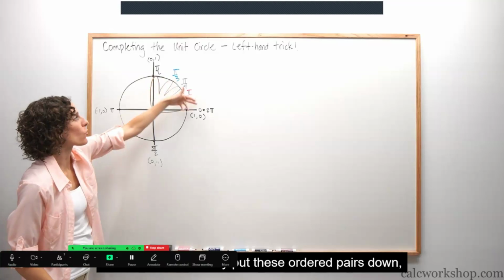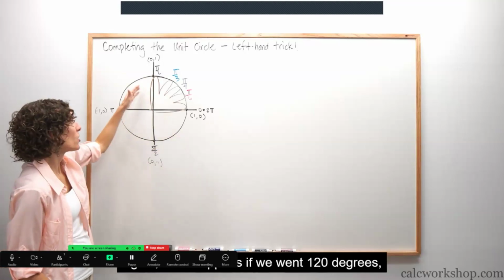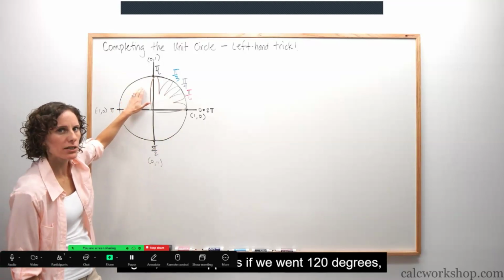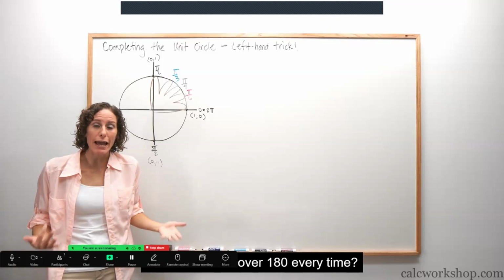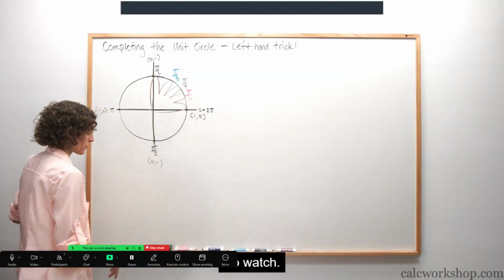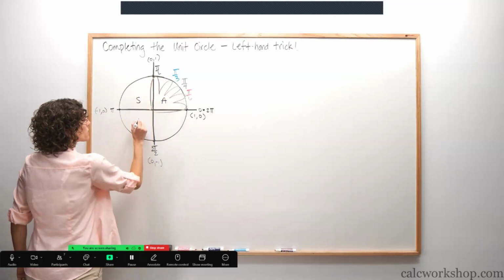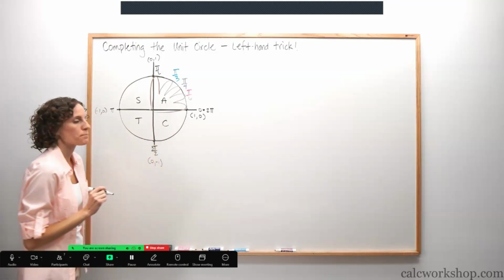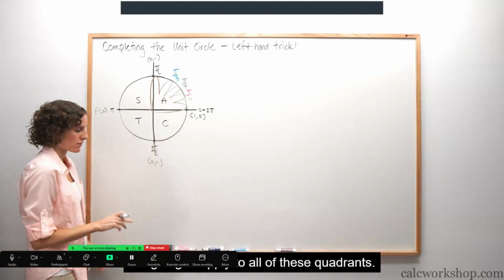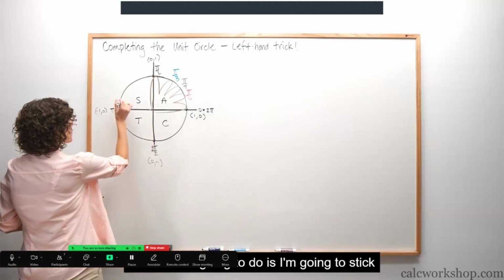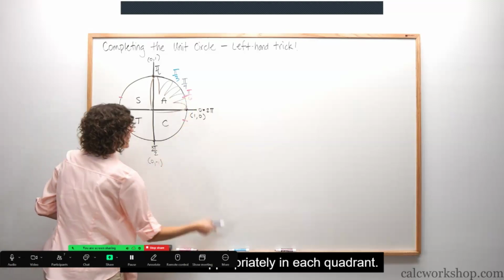But before we actually put these ordered pairs down, let's see what they would equate to over in these quadrants. Again, what happens if we went 120 degrees or 150 degrees? Are we going to have to sit there and calculate pi over 180 every time? No. So watch. We know all students take calculus. So we know that the special right triangles are going to apply to all of these quadrants. So what I'm going to do is stick those values appropriately in each quadrant.